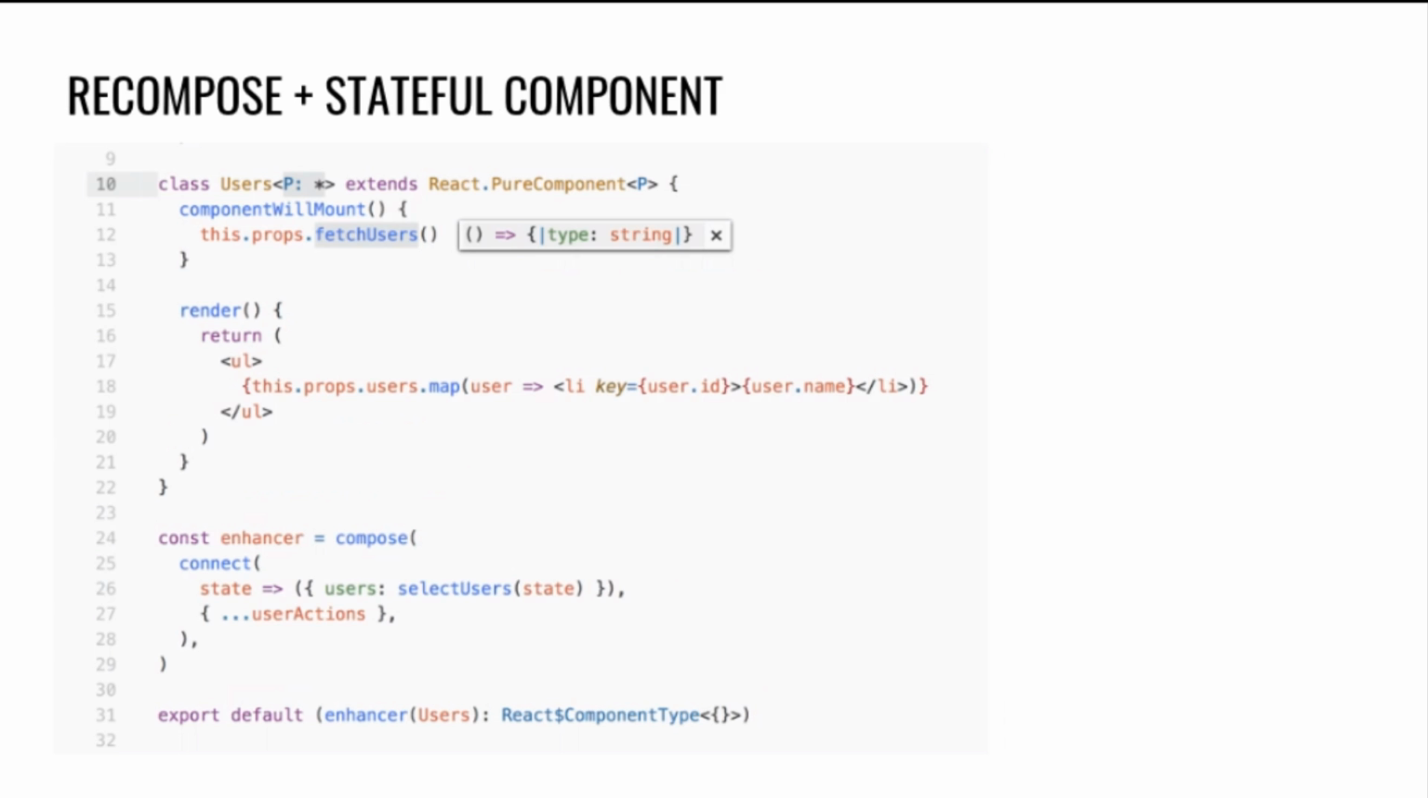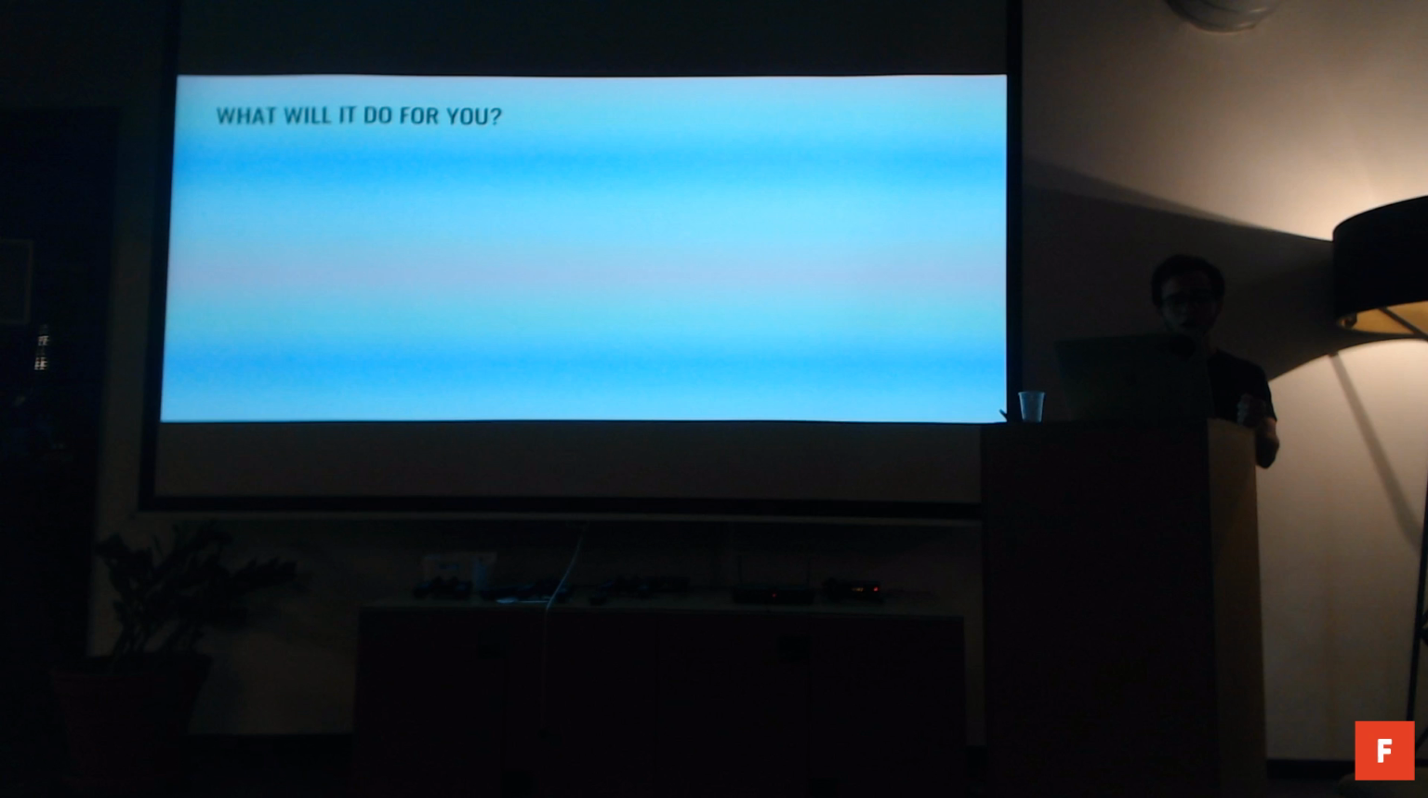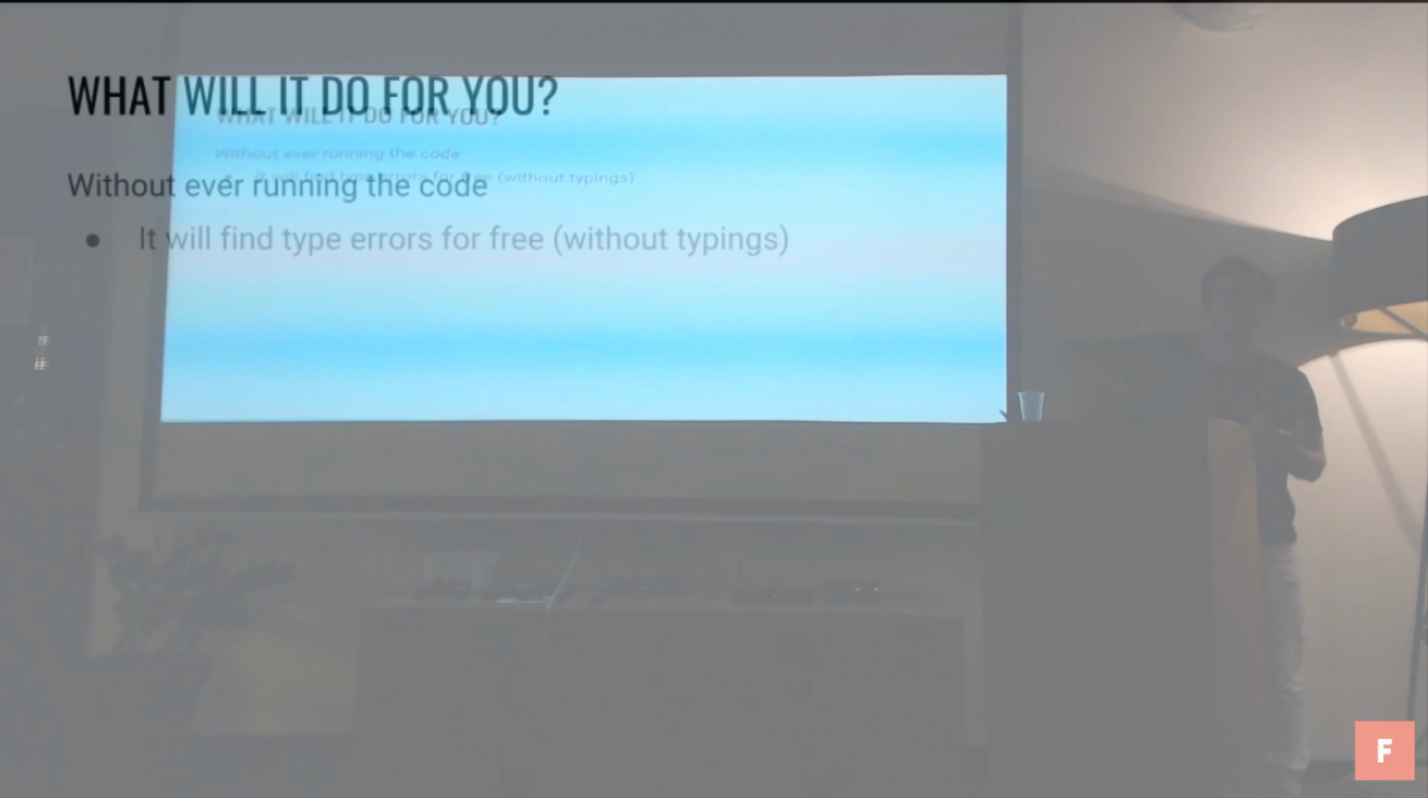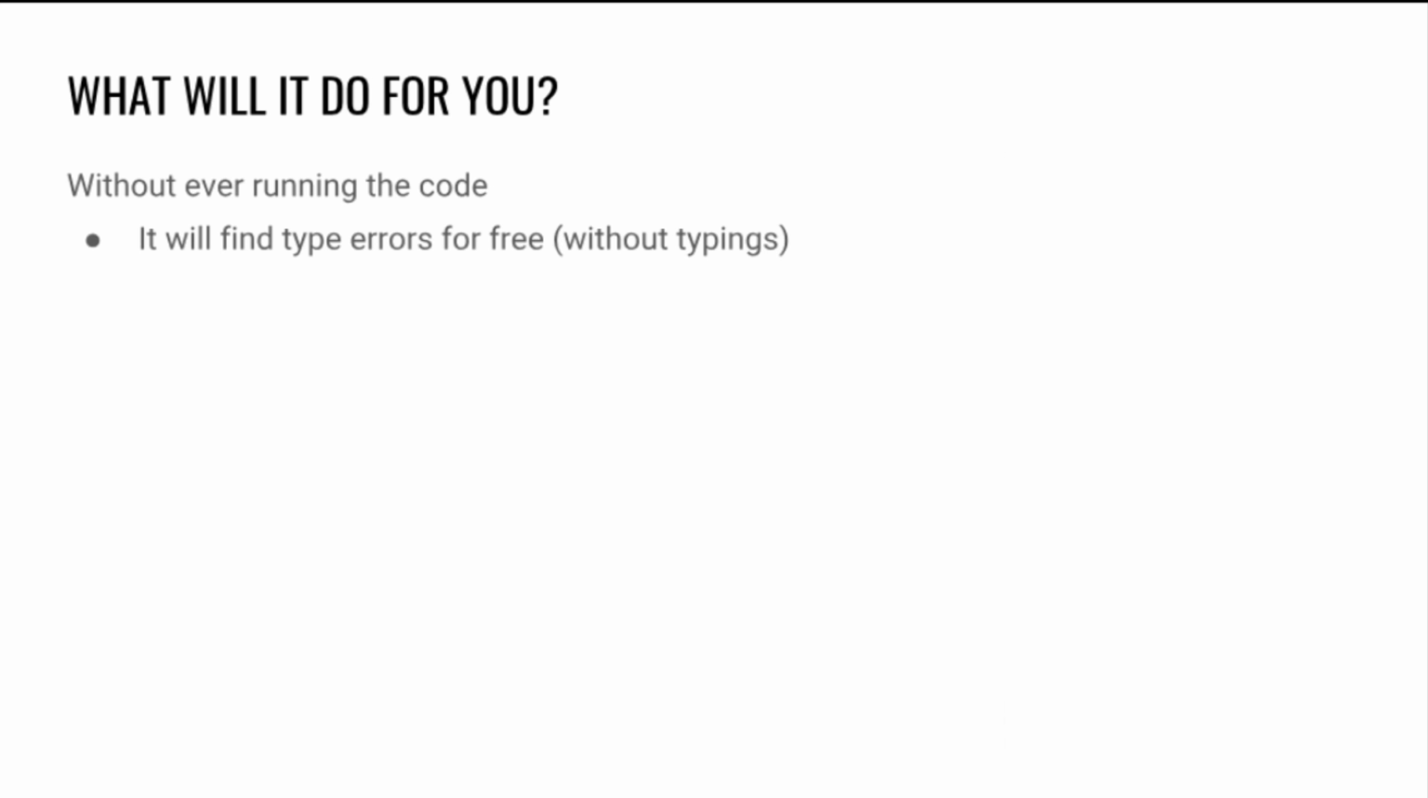So I showed you pretty much how it looks and how you do stuff, and let's summarize what Flow will do for you. As I mentioned, without ever running the code, it will start finding errors for free. Even if you don't type anything, it will still probably be able to tell you, hey, this type makes no sense here, or you made an error here. But ideally, you have to type everything, and the more you type, the better.